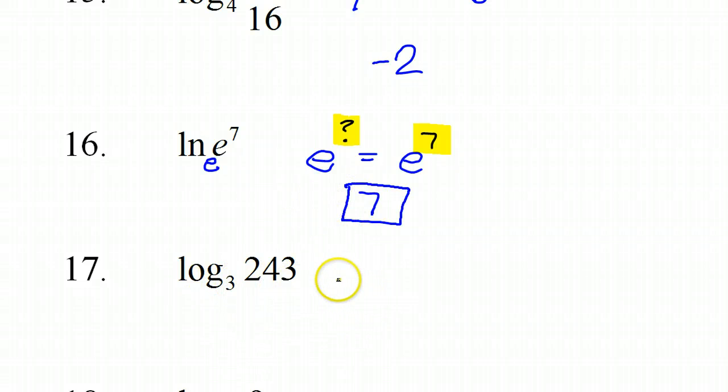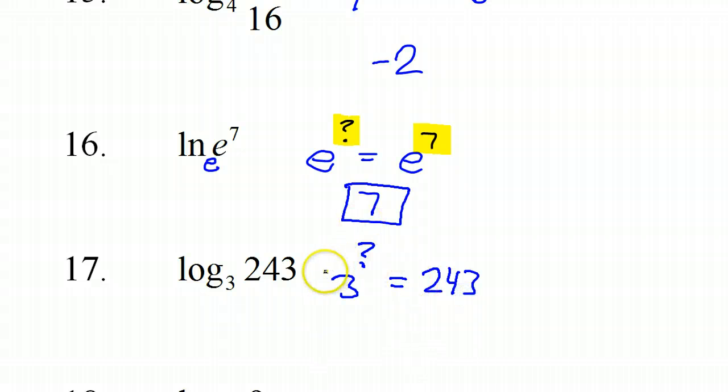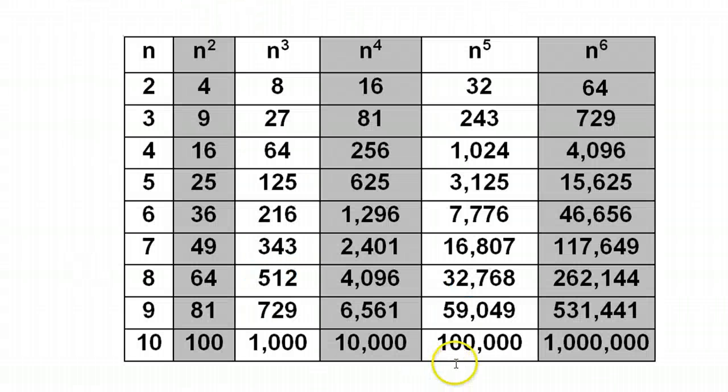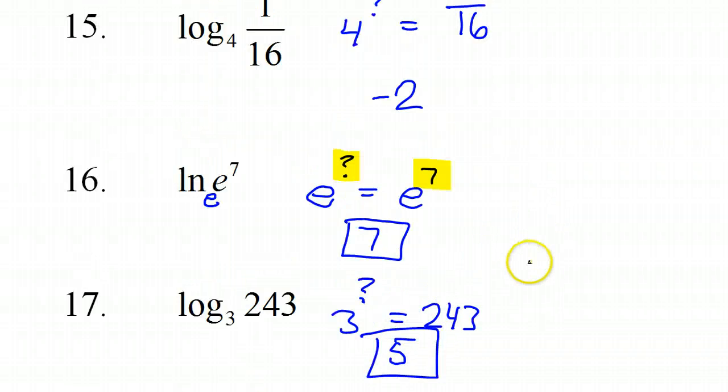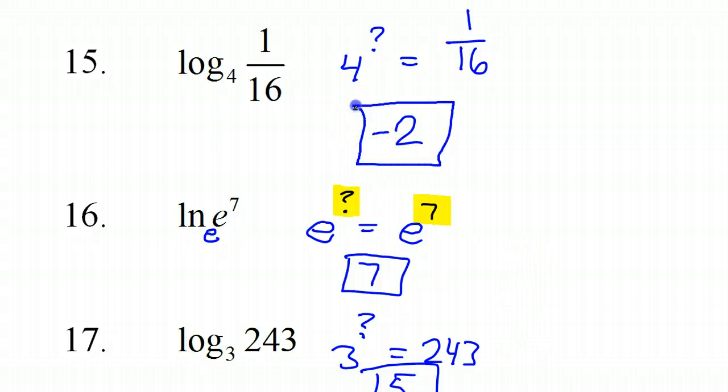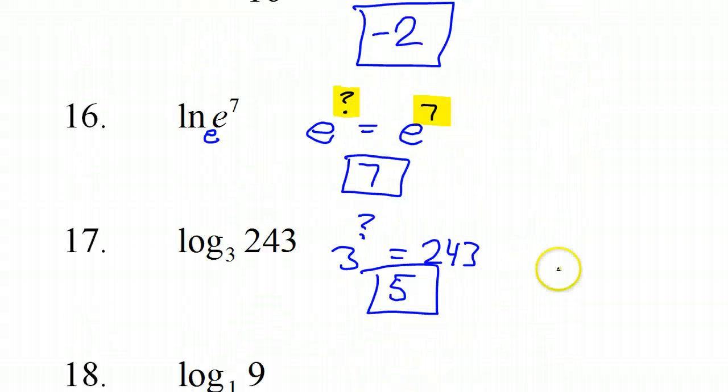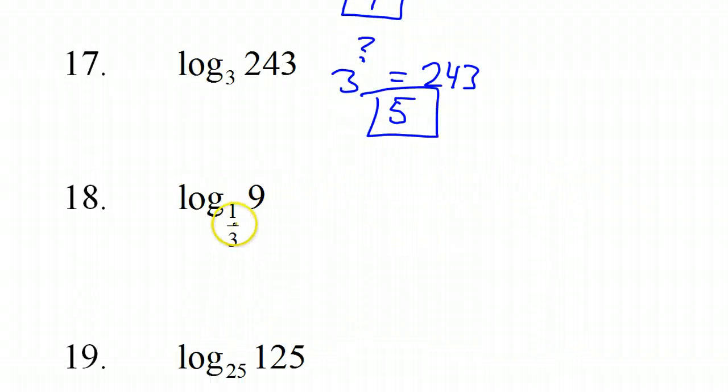This one is asking the question, 3 to what power is equal to 243? Well, look at the chart. 3 to the 5th power is 243, which means this is a 5. Wait, I should be putting boxes around things, I guess. Yeah, okay. All right, 19.